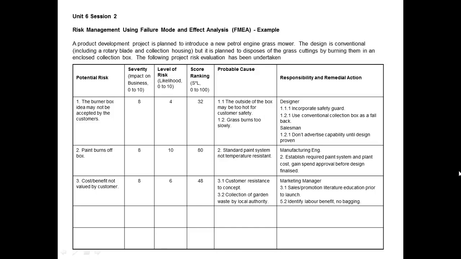Grass burns too slowly, so we could also make sure that the salesperson doesn't advertise the capability until the design is proven. We would obviously not want to publicize the fact that we're working on this design until we've proven that it actually works. Then we might want to promote it ahead of launch. I haven't really addressed grass burns too slowly. We could also look at the design from that point of view.